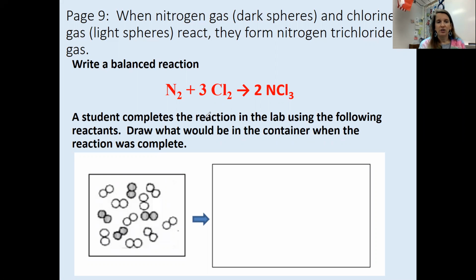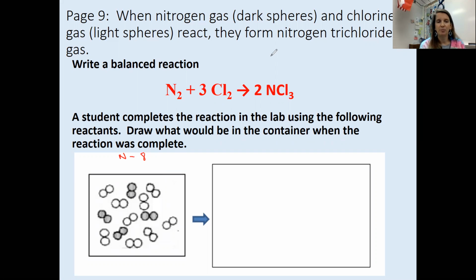So I'm going to choose to use this red color to represent the nitrogens, and I count and I see that I have 8 nitrogens there. I'm going to use blue to represent my chlorine, and I can see that I have 1, 2, 3, 4, 5, 6, 7, 8, 9 molecules. So that means I have 18 atoms of chlorine.